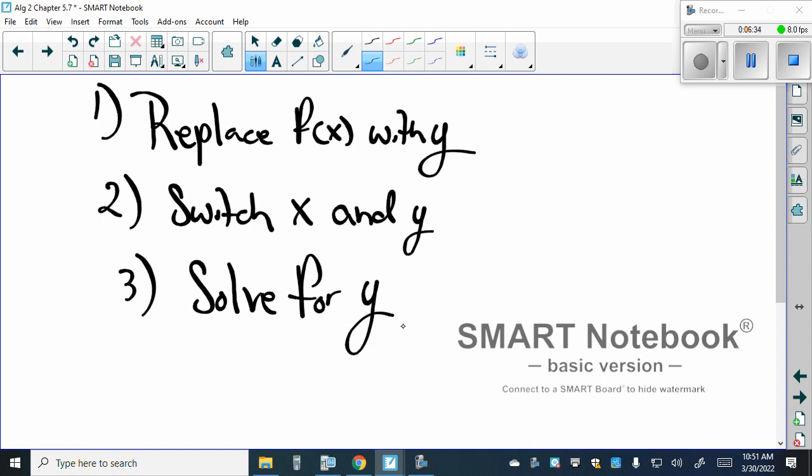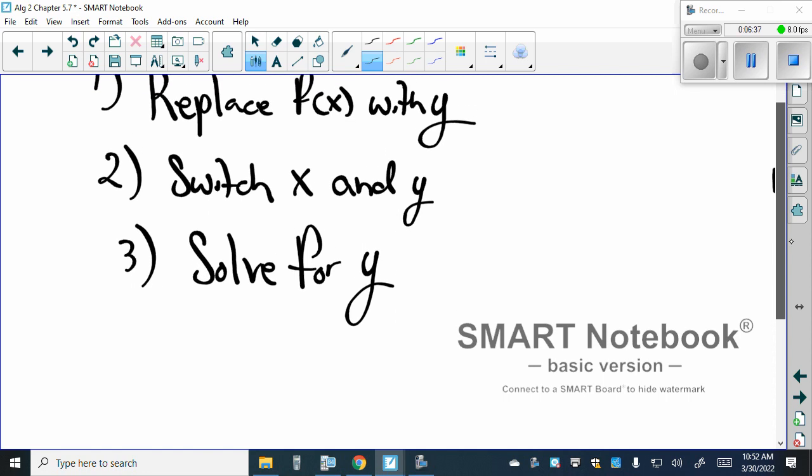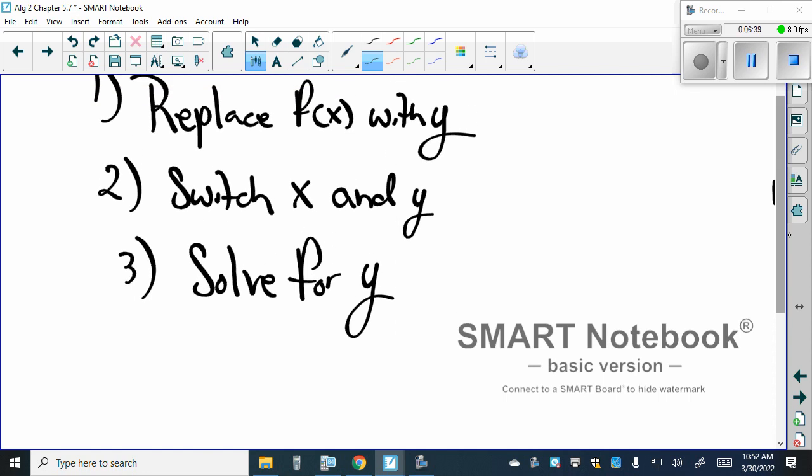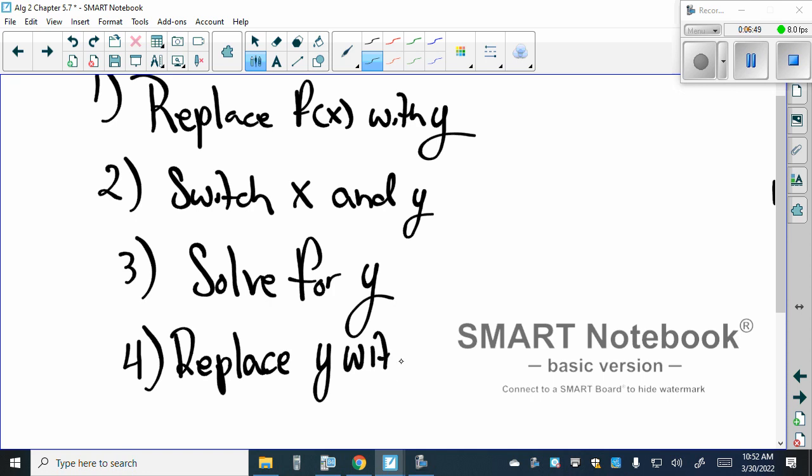And last but not least, our fourth main step is to replace y with f inverse of x.